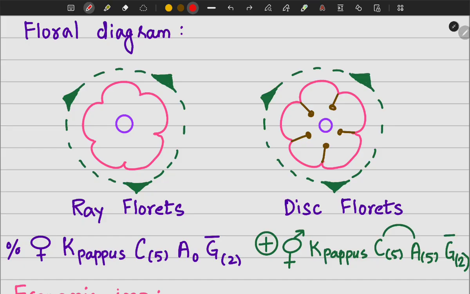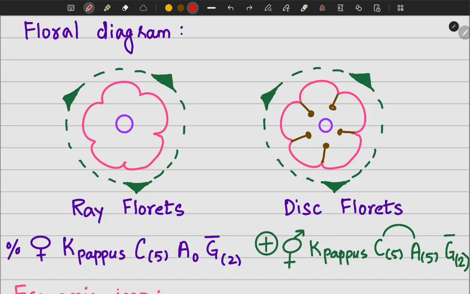Now the same diagram can be used for disc florets, except that the disc florets are bisexual, so we will have to draw the stamens. So the stamens are pentamerous, 5, and they are epipetalous. So we have drawn 5 stamens here, 1, 2, 3, 4, 5, and we have shown the epipetalous condition by joining them with the petals. Alright, so I hope the floral diagram is clear.